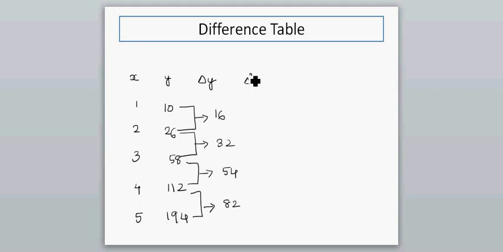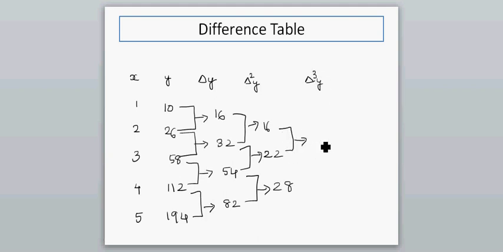Next move to second order differences, delta square y. 32 minus 16, which is 16. 54 minus 32 is 22. 82 minus 54, which is 28. Next third order differences, delta cube y: 22 minus 16, which is 6, and 28 minus 22, which is 6. The last, fourth order difference, 6 minus 6, which is 0. Observe, when you have 5 observations, the differences will go up to power 4. After that it becomes 0. Delta power 5, if you calculate, will be 0.